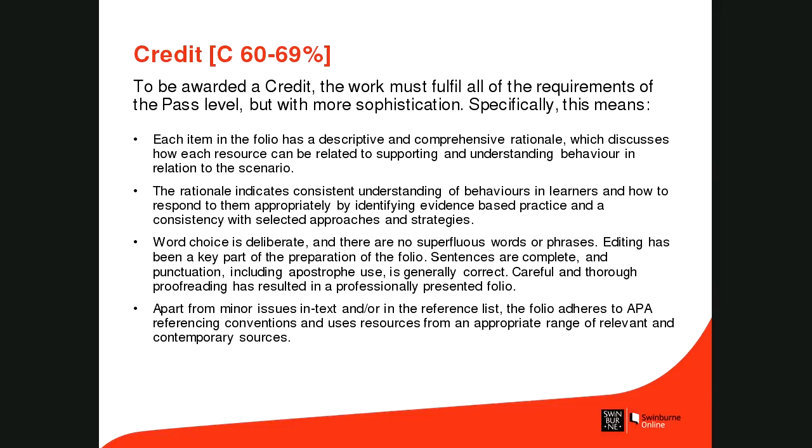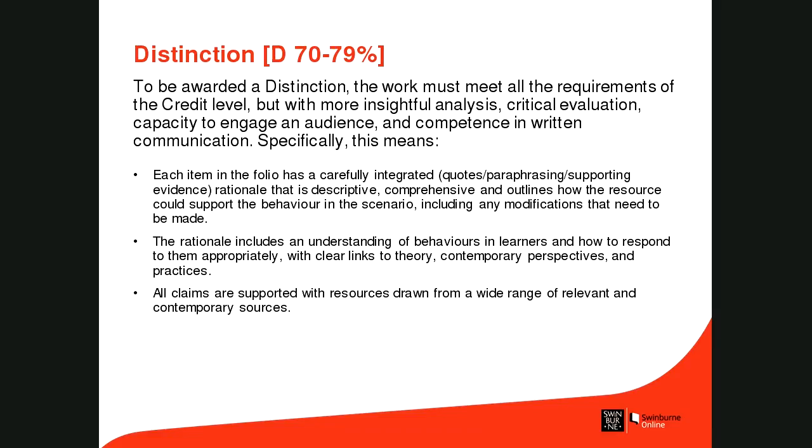So at this level, word choice is more deliberate and there are fewer errors in the APA referencing and in the writing in general. At the distinction level, the folio has carefully integrated the rationale and the quotes, and the supporting evidence is much more in-depth and comprehensive. The rationale includes an understanding of behaviour in learners and how to respond to them.